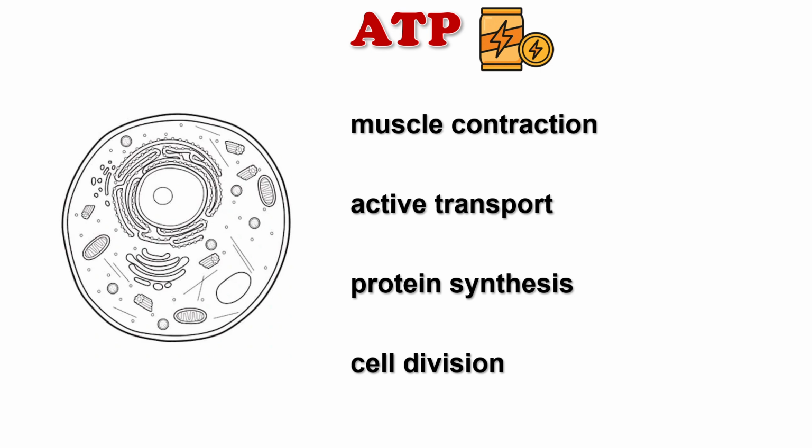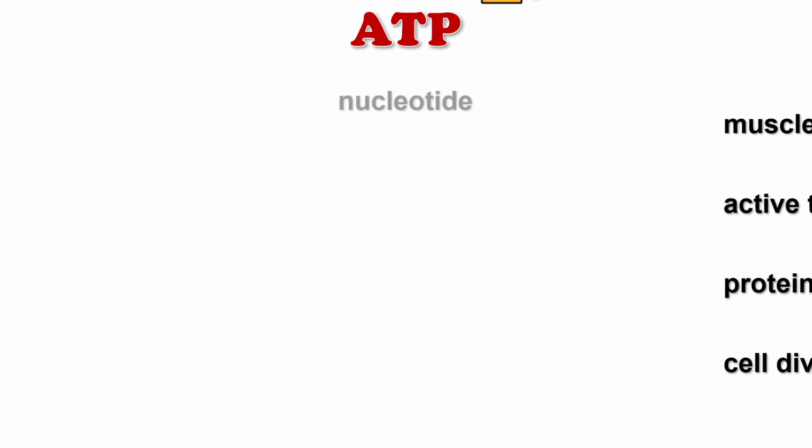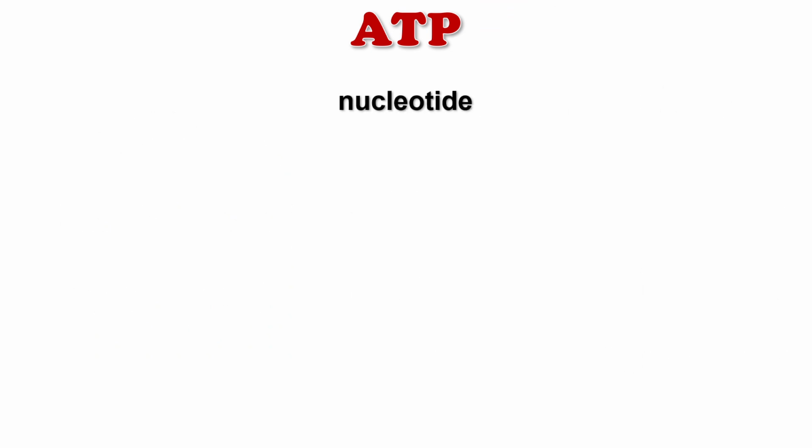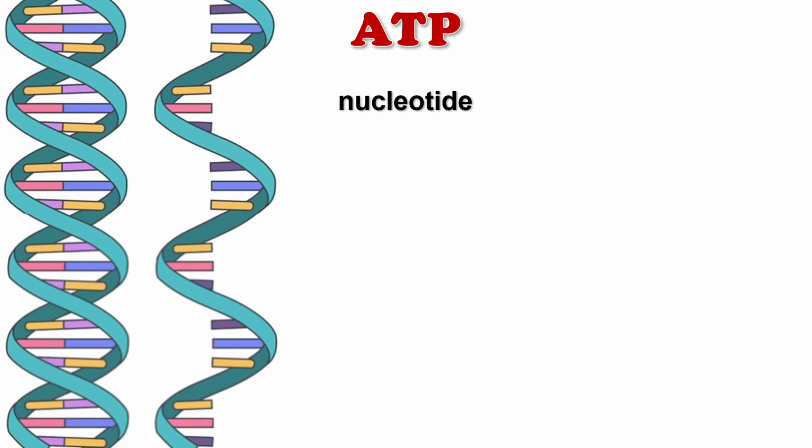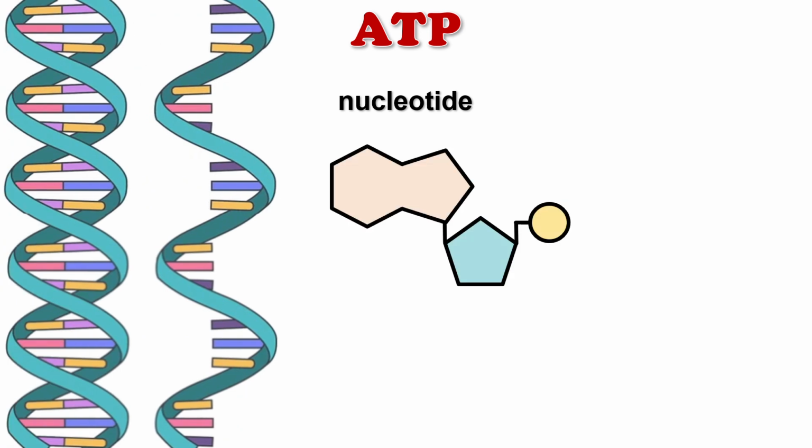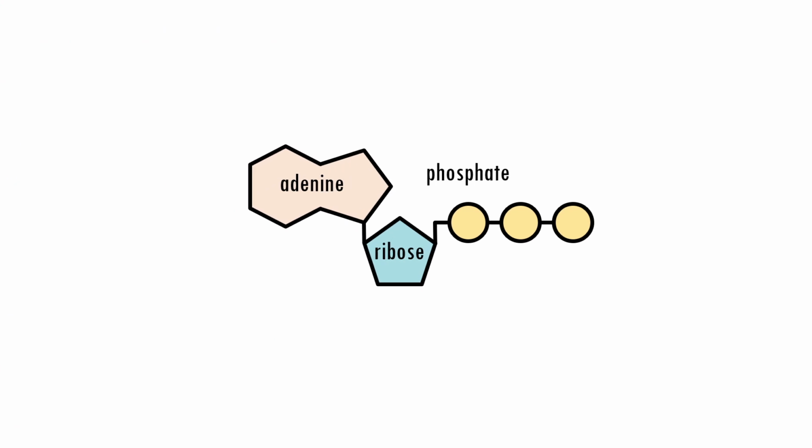But what is ATP? Where do we get it from? And how does it work? ATP belongs to the group of molecules called nucleotides, which is the same kind of building block that makes up DNA and RNA. Just like a regular nucleotide, ATP has three parts: a sugar called ribose, a base called adenine, and phosphate groups. But ATP is special because it doesn't have just one phosphate group, it has three. That's why it's called adenosine triphosphate.